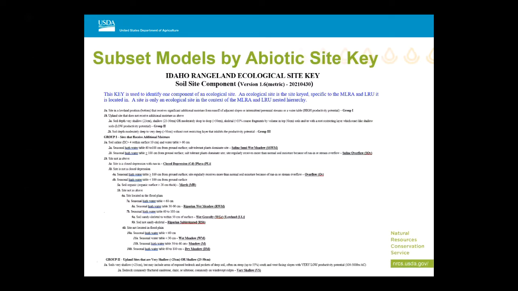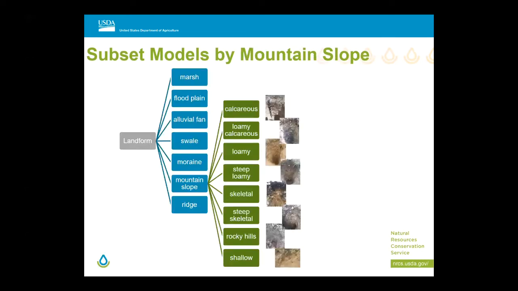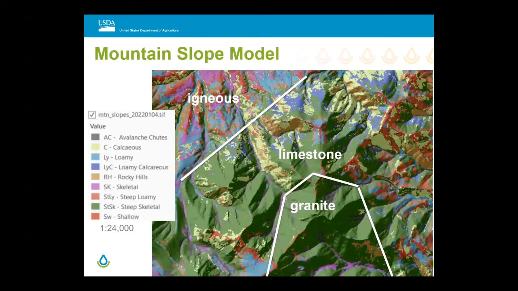So then we moved on to building the models within each landform. And this is where we decided to use our abiotic ecological site key to subset classes of similar soils that occur together and express similar plant communities. And then we just kept drilling down to model as many classes within each subset as the data would support. So within the mountain slopes, we modeled these 8 classes in green of abiotic properties. So here's the raster for that model with some parent material breaks to help make sense of it.